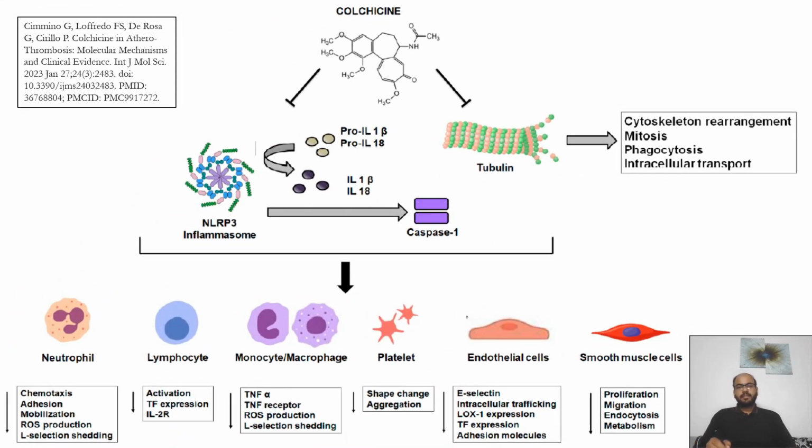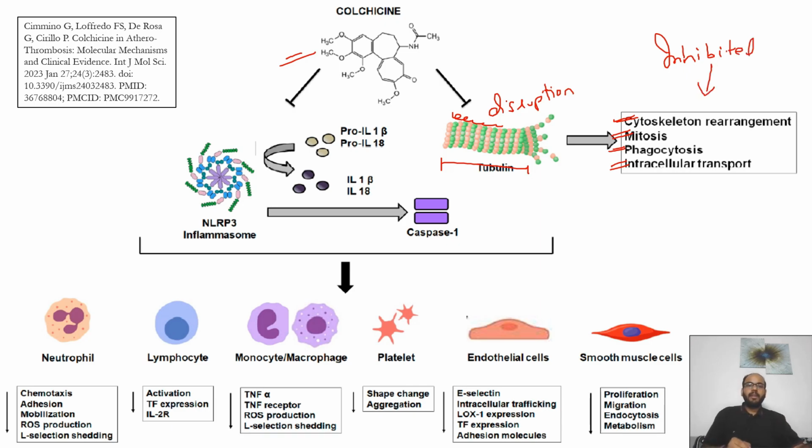So in this diagram or pictorial representation, we will summarize the action of colchicine. You have colchicine here, and it will lead to disruption of tubular architecture. This is the tubule. I told you, it looks like a railway track, and the motors move on that to carry the products in the cell. Now, tubules are important for cytoskeletal rearrangement, for cell division and mitosis, for phagocytosis, for intracellular transport, and everything is inhibited by colchicine because of disruption of tubular architecture.